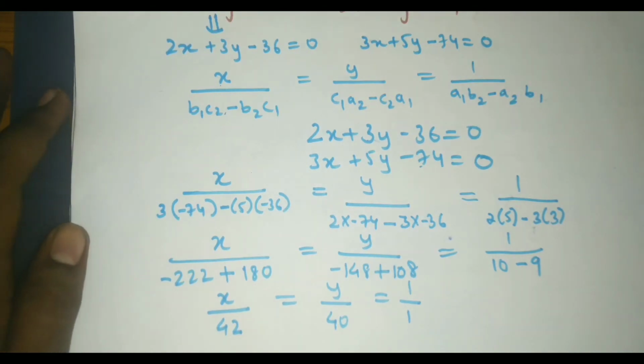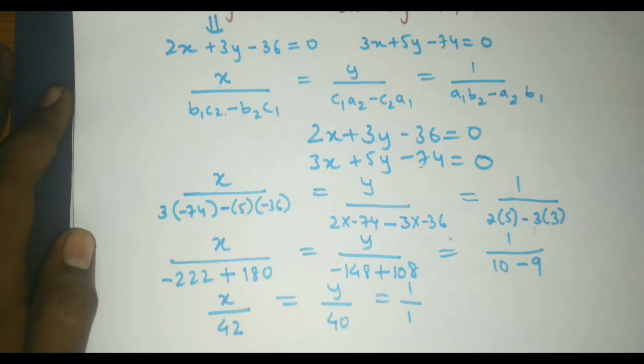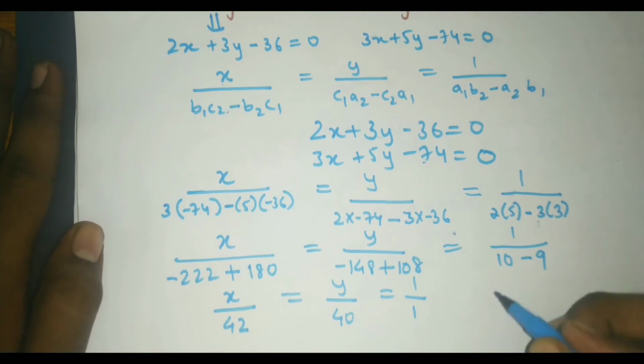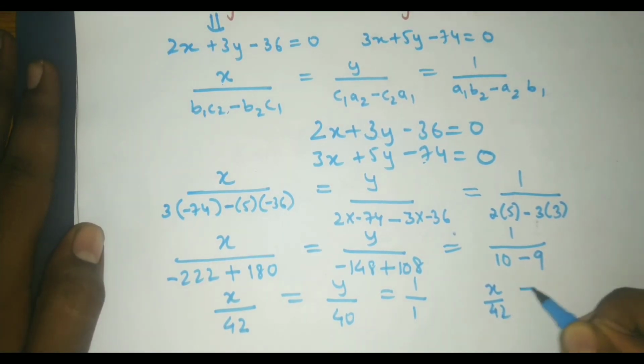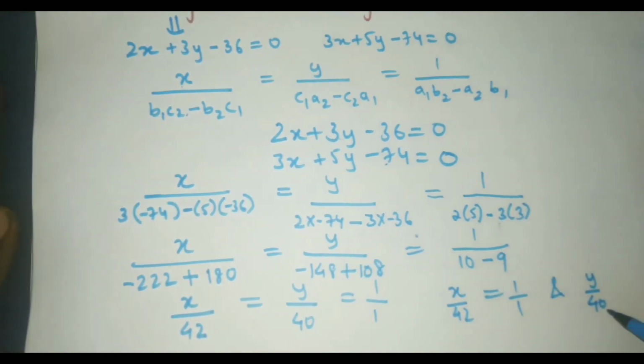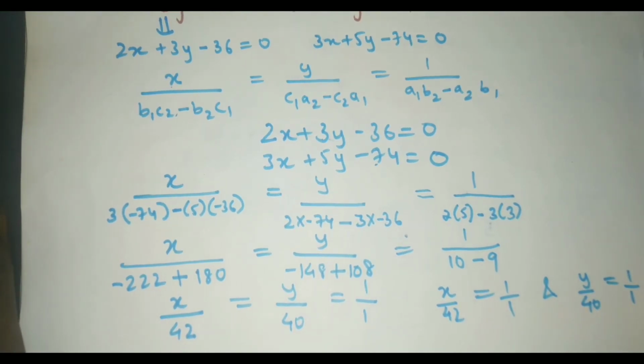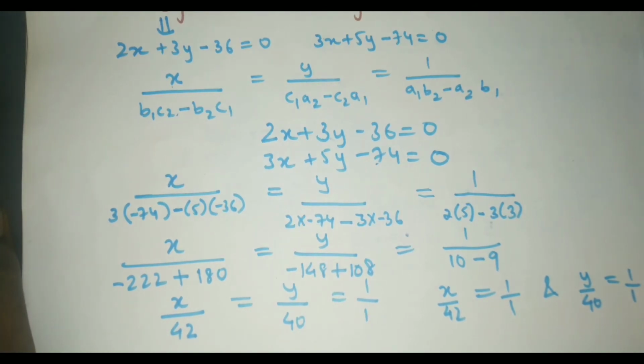Now x by 42 will be equal to 1 by 1, and y by 40 will be equal to 1 by 1. From this you have to calculate the x value. Remember this: the last step is that you equalize it to 1 by 1, that is the constant term.